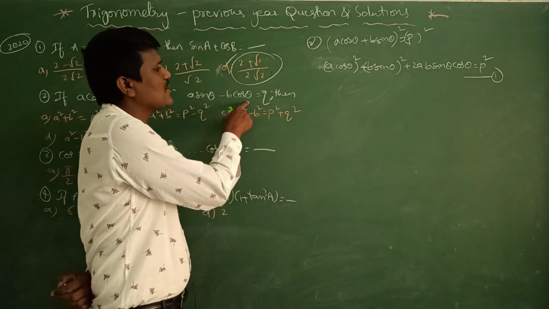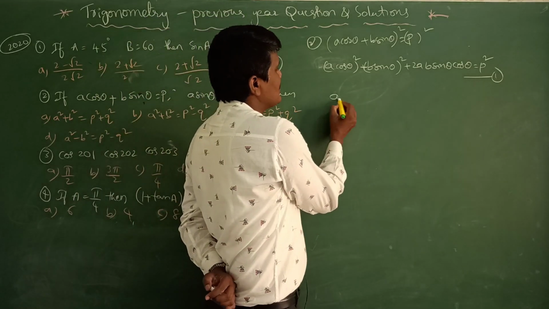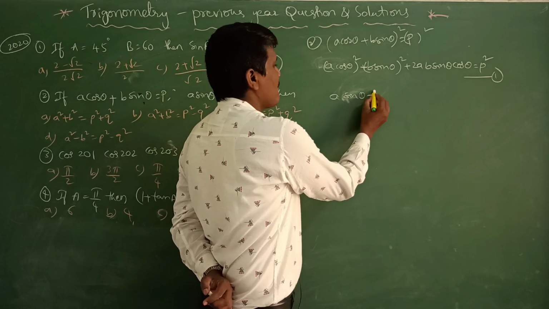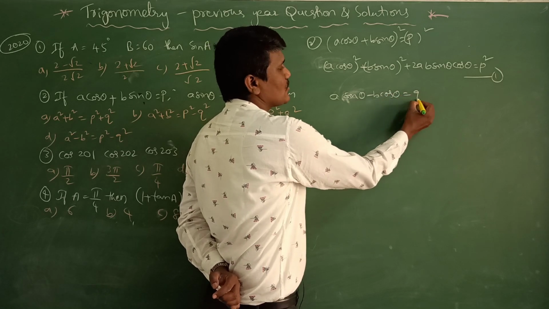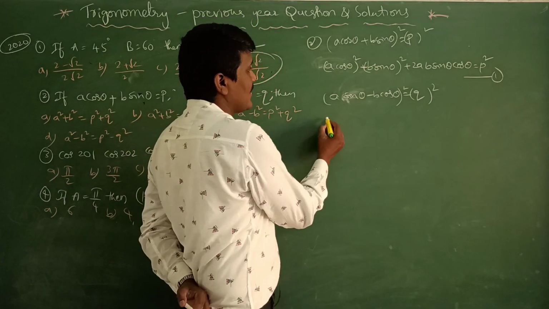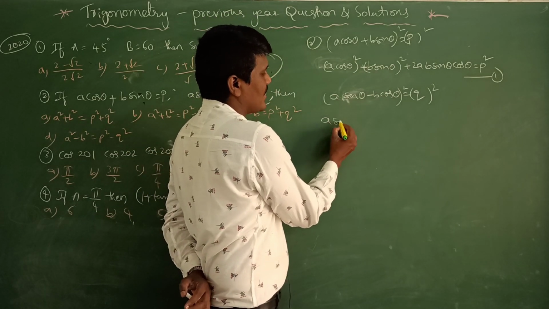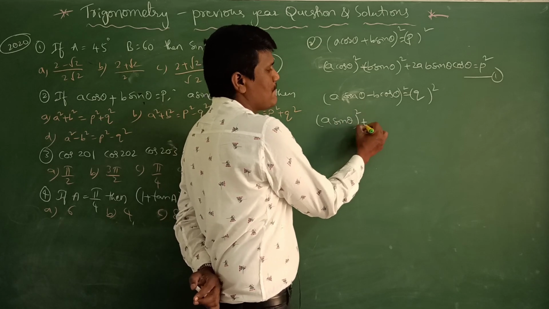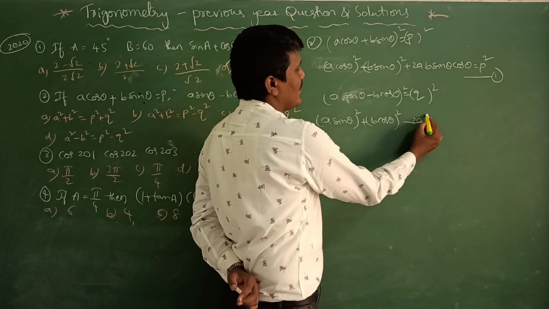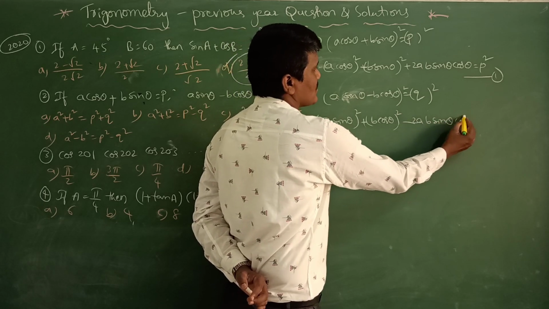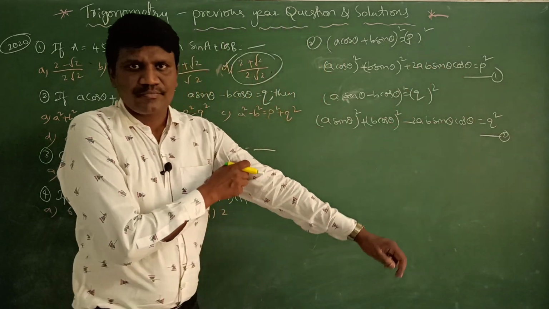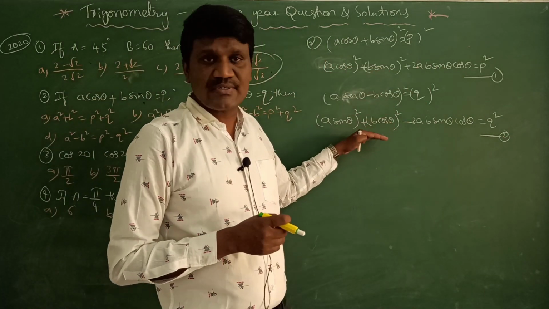A sin theta minus b cos theta is equal to q. If you do the squaring on both sides, you will get a square sin square theta, or else a sin theta whole square plus b cos theta whole square minus 2ab sin theta cos theta is equal to q square. Say this is equation number 2. Right? This is equation number 1 and this is equation number 2.